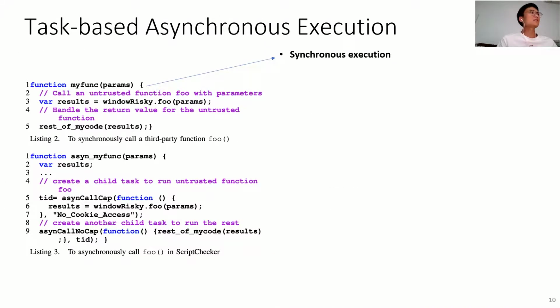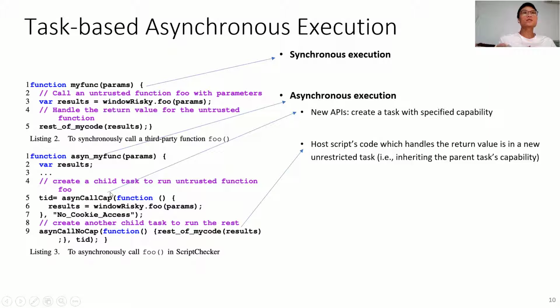The second component is the task-based asynchronous execution. This picture shows an example. The function myfunc is the synchronized execution version. It invokes the function foo from the third-party script, gets the results, and handles the results. The asynchronized version is different. Here we use a new API to create a task for the risky function foo with the capability of no cookie access, and then another new task is created to handle the results returned by the risky function.